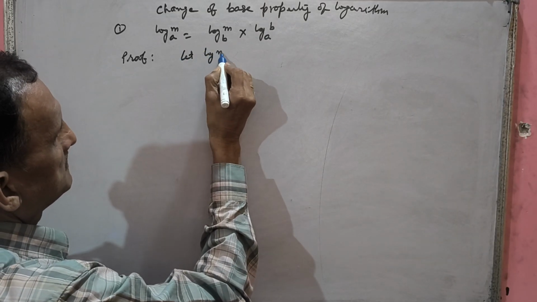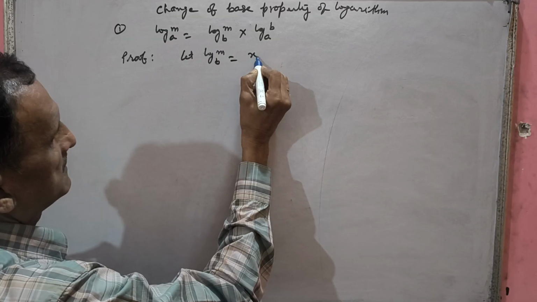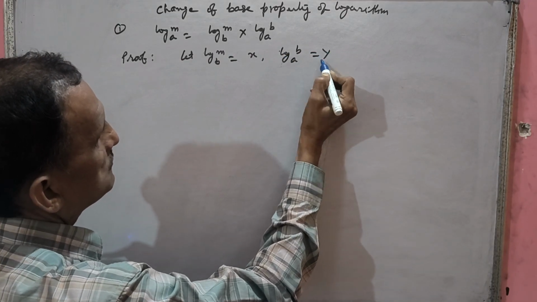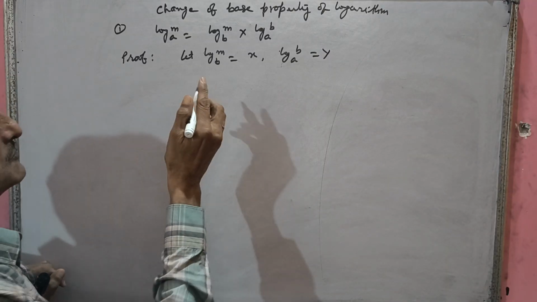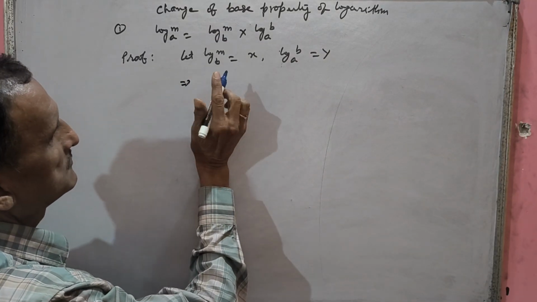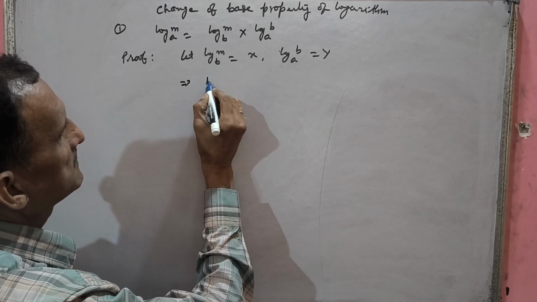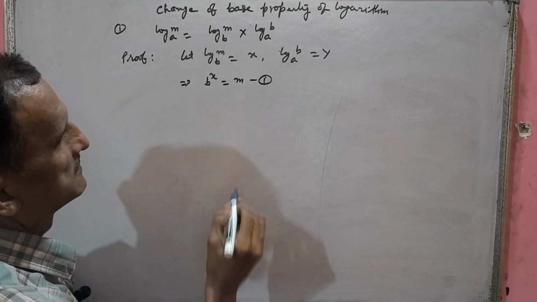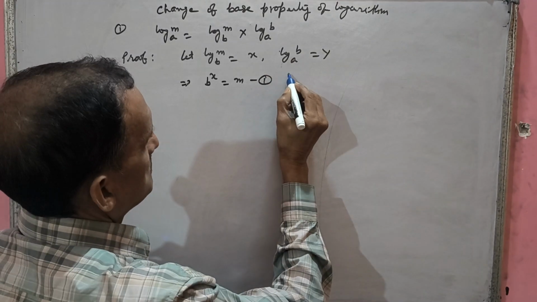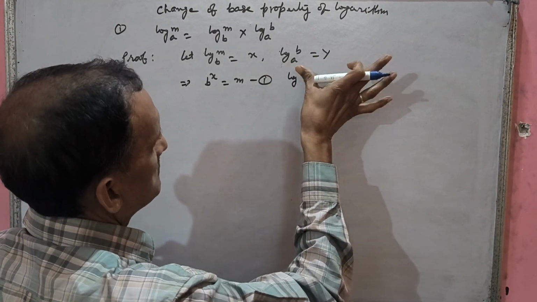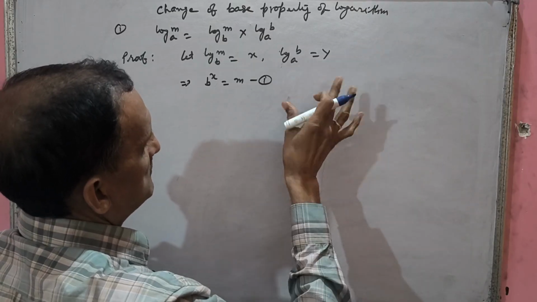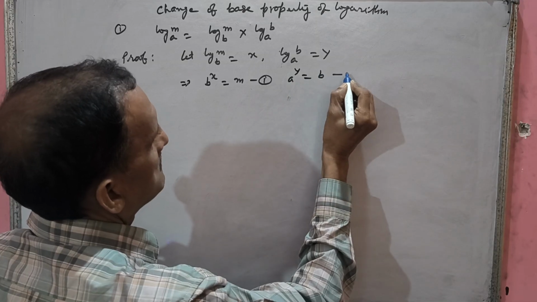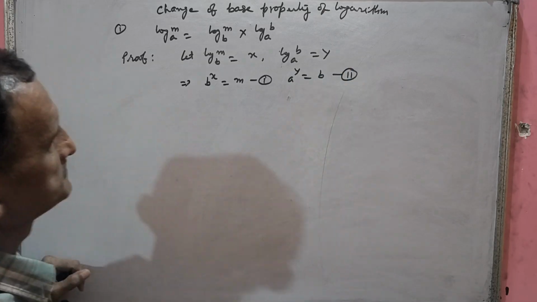Let log m to the base b equal x and log b to the base a equal y. Now remove the logarithm and convert to exponential form. What will we get? b to the power x equals m. Let it be equation 1. Now from here, we remove the log and write the exponential form. What will we get? a to the power y equals b. Let it be equation 2.